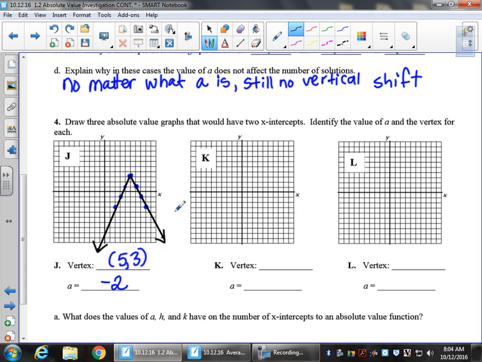Would you ever see an absolute value function with like an open circle? You could. Possible. Anything is possible.